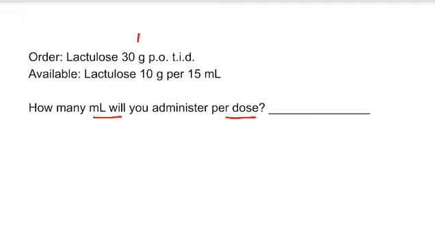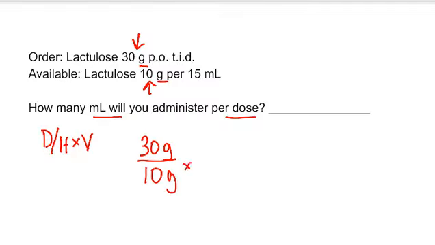Well, I know that I need to know how much my doctor wants, and I need to know about my drug label concentration. So this is going to be a D over H times V calculation. So D, what's my doctor's order? Here I have both of these written in grams. So my doctor's order is 30 grams, and what do I have? I have 10 grams per 15 milliliters.